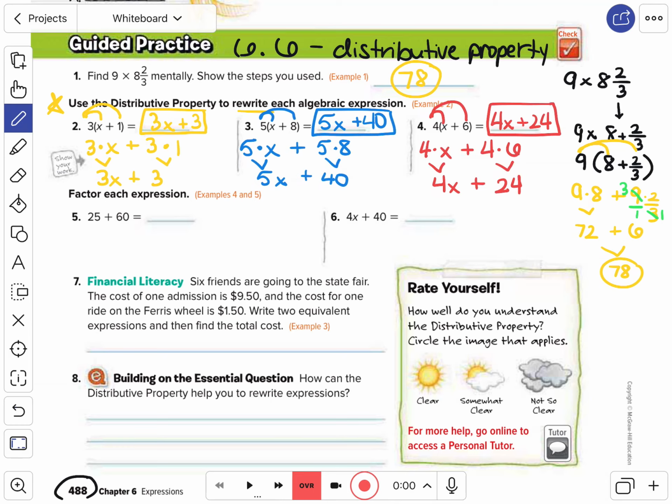So that's all we're going to do for today, and then tomorrow we'll learn factoring, which is numbers 5 and 6, which is undoing the distributive property. Factoring is kind of like going backwards, but this is all we're going to do for today. That's how you use the distributive property.